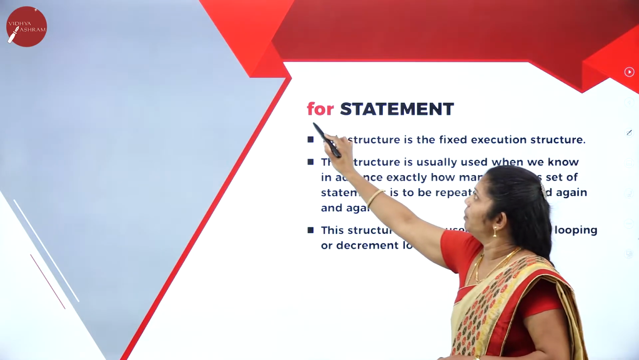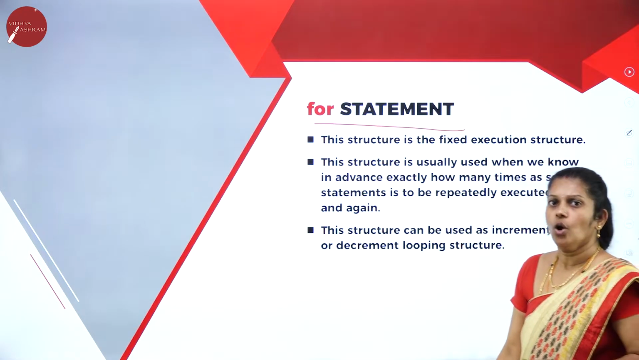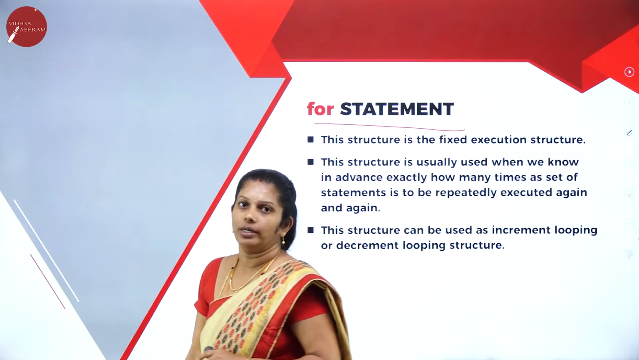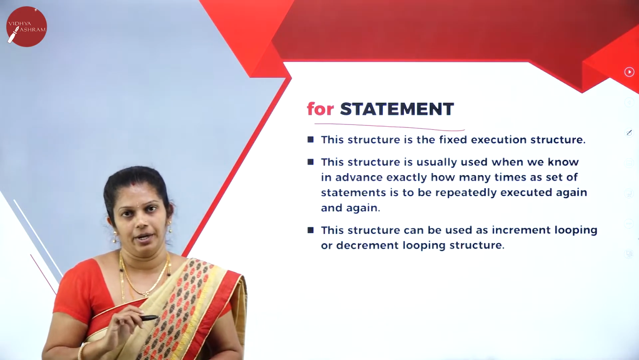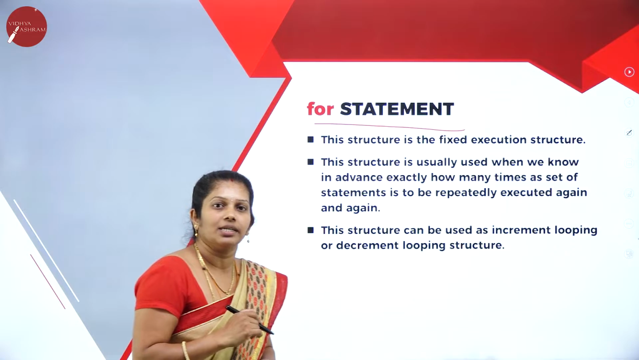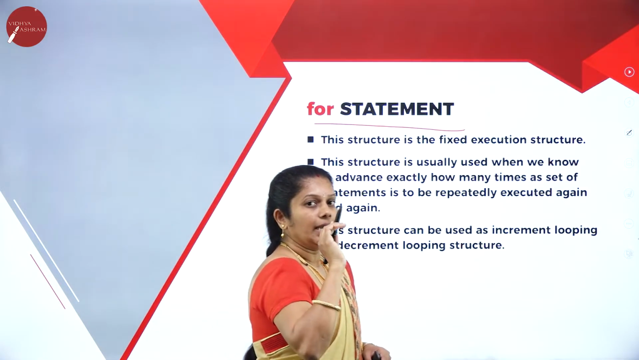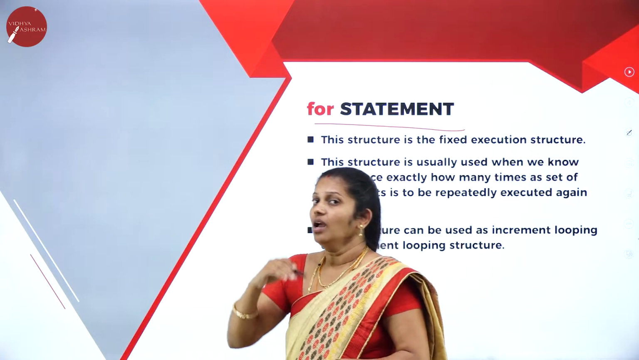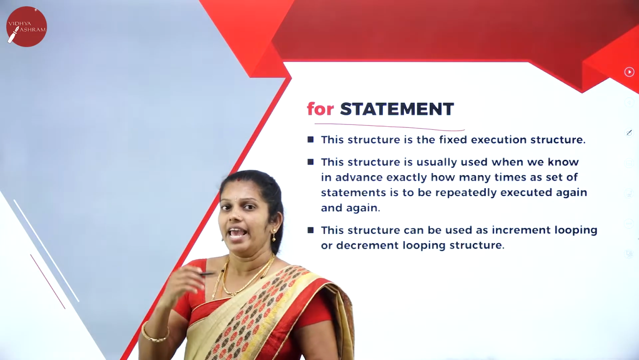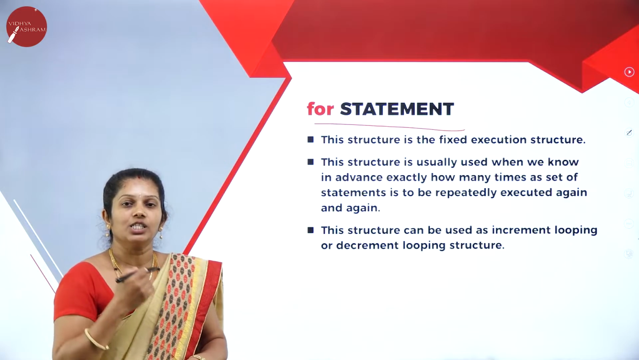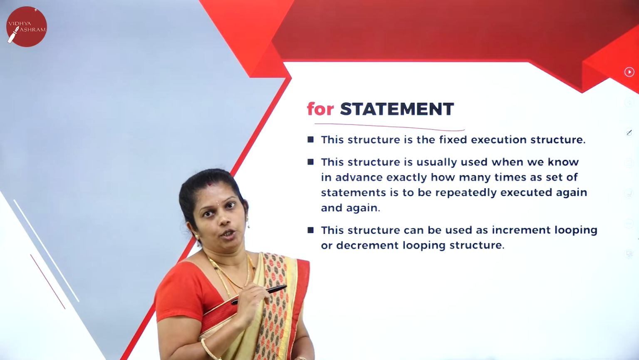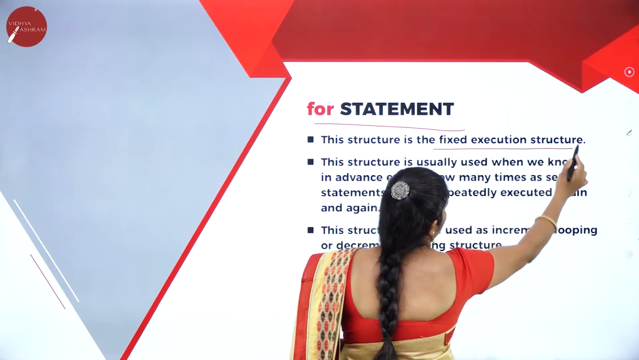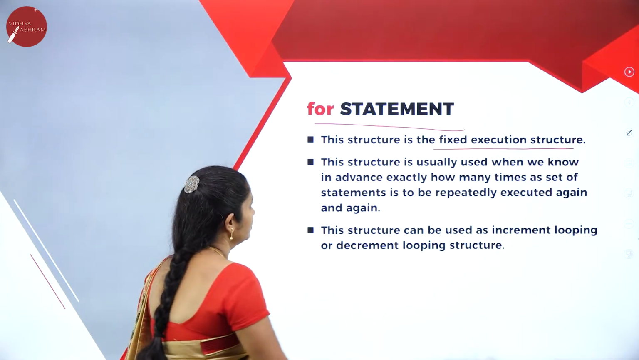Next we will discuss the for statement. What do you mean by this for statement? This for statement is also called the fixed execution statement. Why is it called fixed execution? Because in the beginning itself we are able to predict how many times the statement will execute again and again. That's why it is called fixed execution. This structure is called the fixed execution structure.